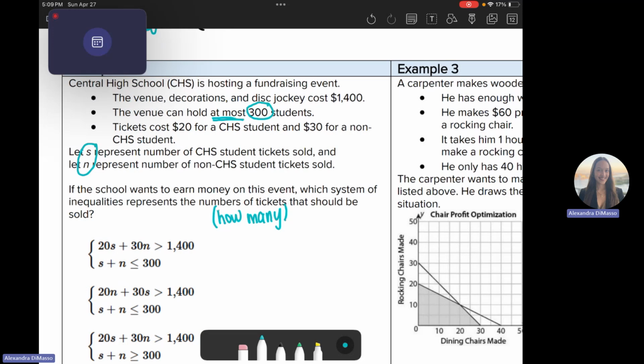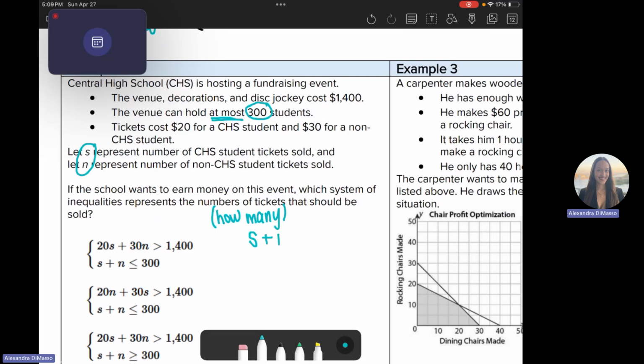So I know that if I were to add together the number of student tickets plus the number of non-student tickets, it would have to be at most 300. Now, at most, remember, means max. That's the maximum capacity. It cannot be bigger than 300. It can equal 300, but it can't be bigger than that. So it has to be numbers equal to or less than 300. Right? Because I can't pick something bigger than that.